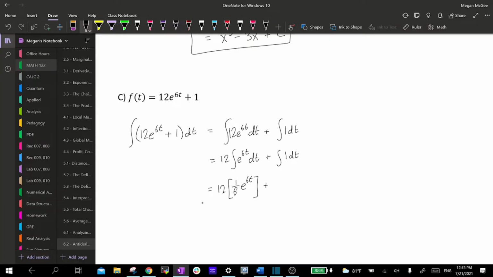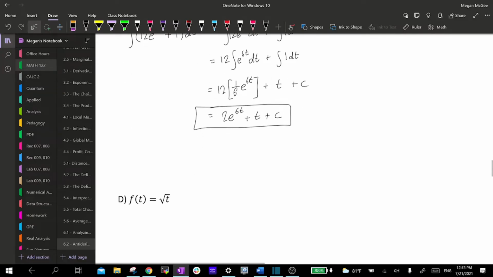Plus, now the integral of a constant is that constant times the variable. So 1 times t, which is just t. And then we need our constant of integration. Okay, let's simplify. We have 12 divided by 6, so we have 2e to the 6t plus t plus c, and that is our final answer for part C.